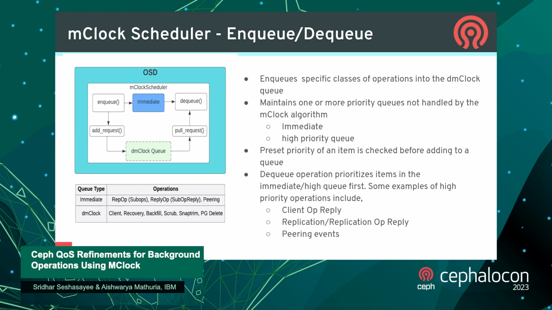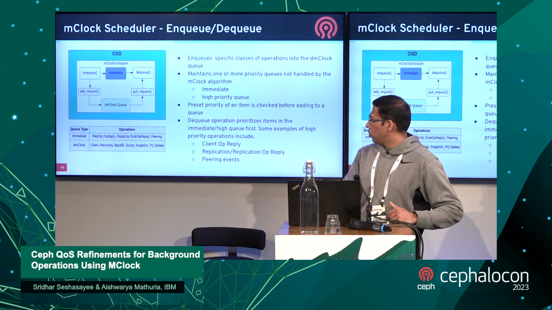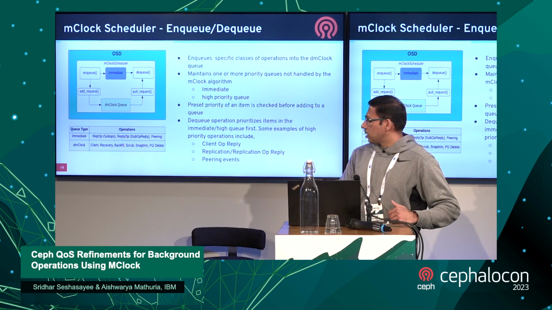So the high priority queue is currently introduced in the main branch. It's still not backported to Quincy or any other releases at this point. So we are yet to test that. So it will probably take a few more days for us to actually test.